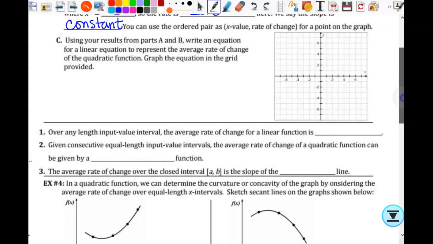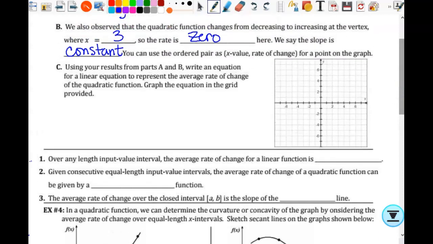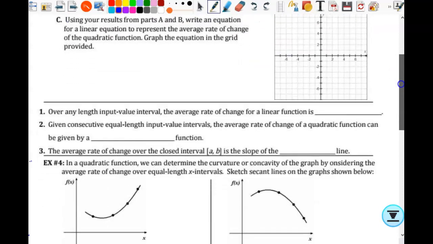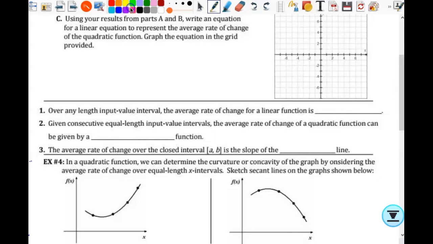It tells us to use the ordered pair x value, comma, rate of change. That means that we know we have a point on our new line at... Nope, it's not. It is at 3, 0. Okay? Because when x is 3, the rate of change is 0. We also know that those rates of change increase at a constant rate of 2.